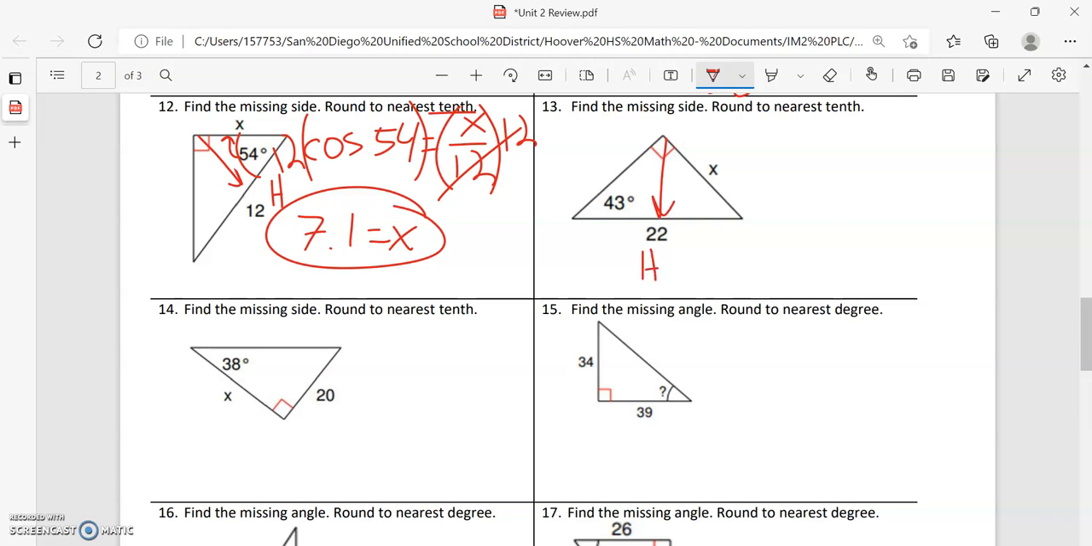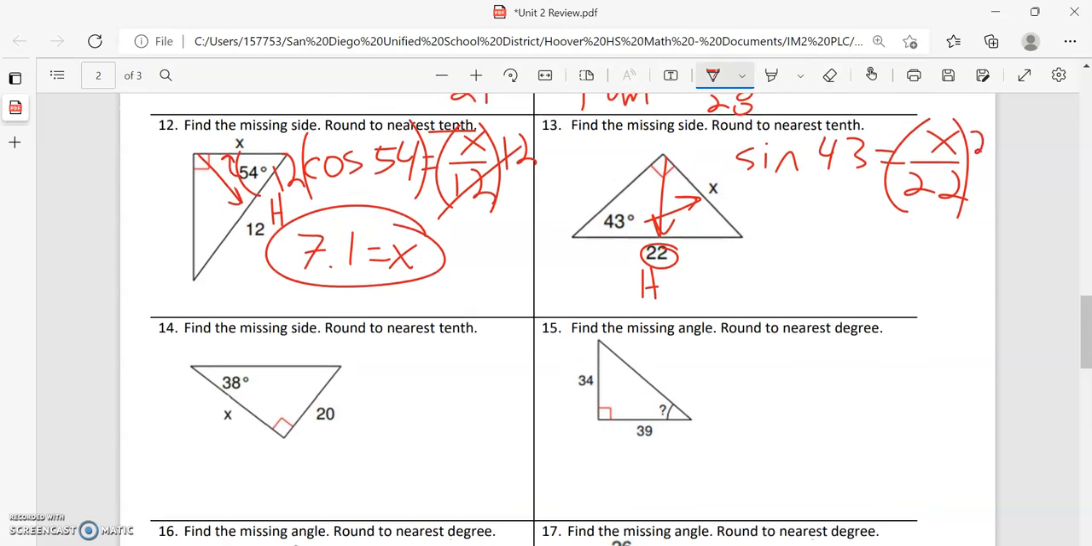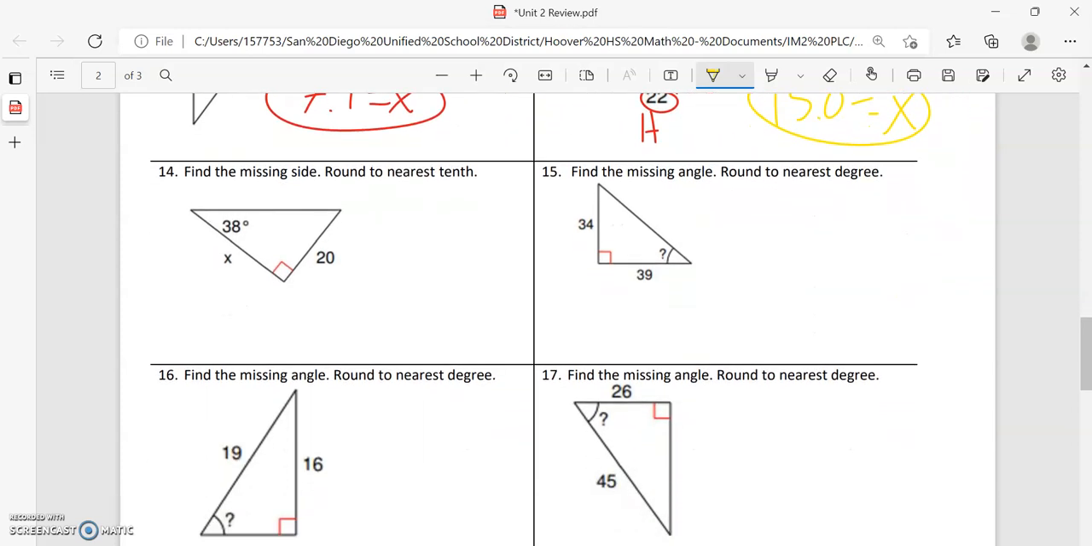Hypotenuse is here. We have it. We care about it, and we're looking for the opposite, so it's sine here. Sine 43 equals x over 22. Just like the last one, multiply by the denominator, which is not x, it is 22. And those cross off. X is equal to 22 sine 43, and that is 15.0, or just 15.